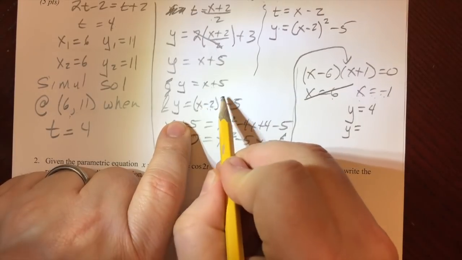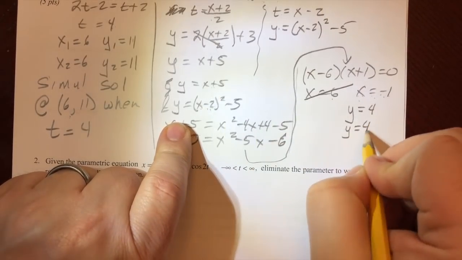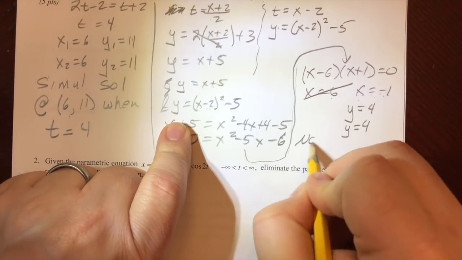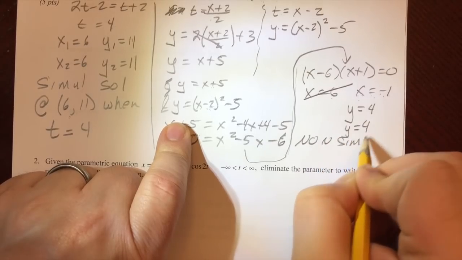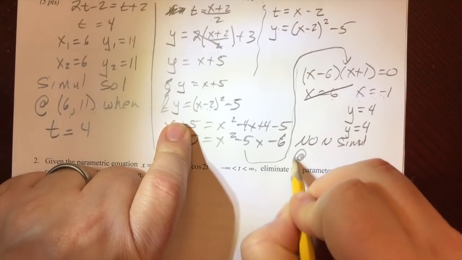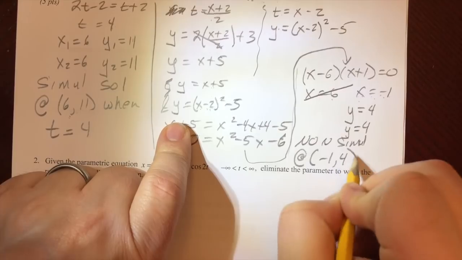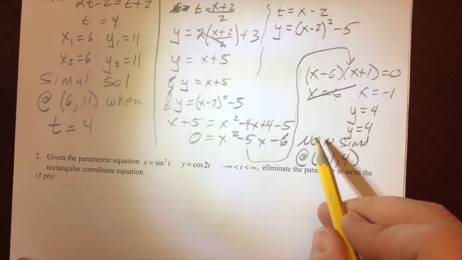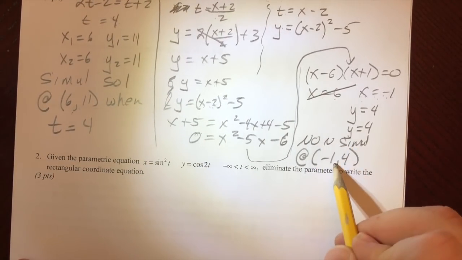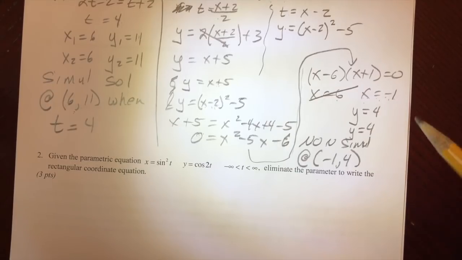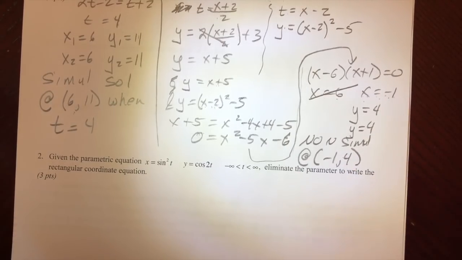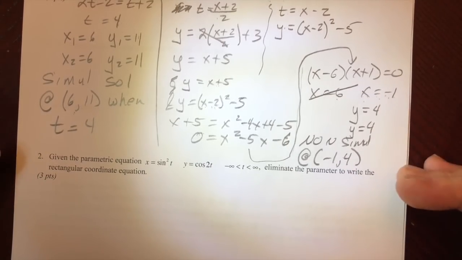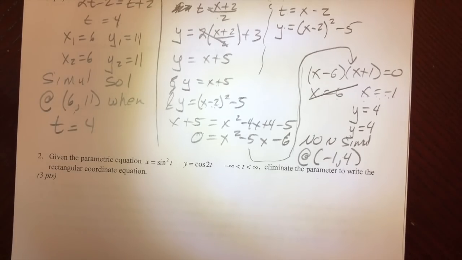Negative 1, that'd be negative 3 squared is 9, minus 5 is 4. So that means we have a non-simultaneous intersection at the point negative 1, 4. And again, we don't include time because time is not when these cross, or at least there's two different times when they're both at this point. So I'll pause just so the videos aren't very long, and then we'll try number 2.